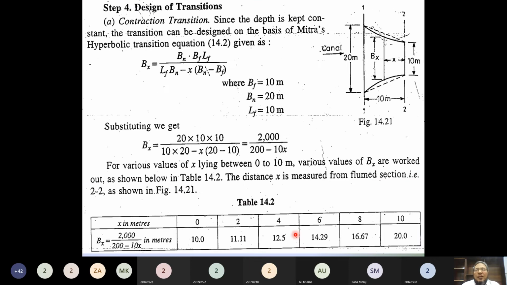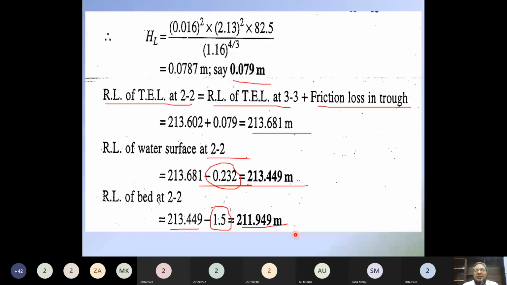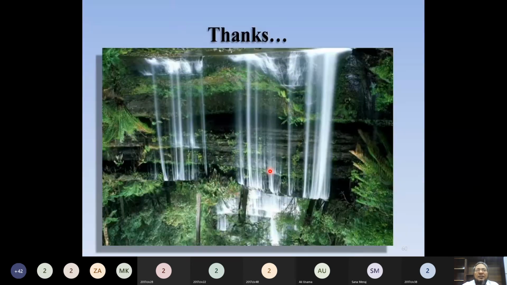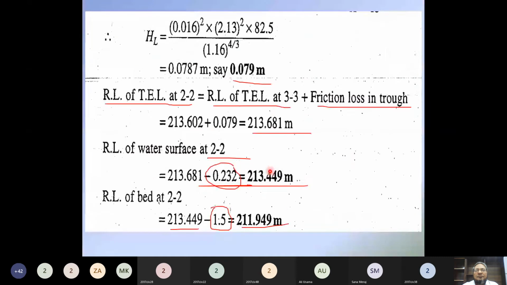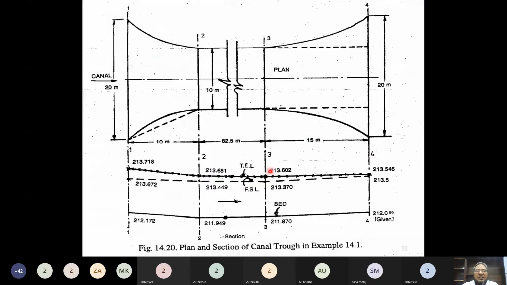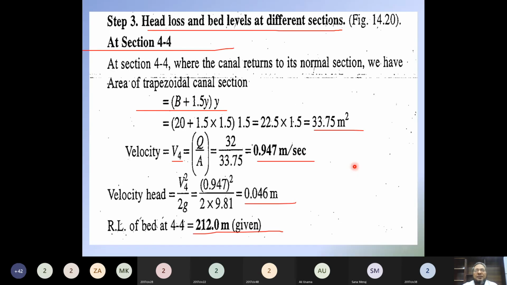Now these all are plotted in the next diagram, which I would show you here later. Yes, this one. So you can see that the computed bed levels are here, this, this, this, and that. And if you provide these bed levels, then the depth of flow in this aqueduct will remain constant, equal to 1.5 meters. All right? Everybody understand? Yes, sir.